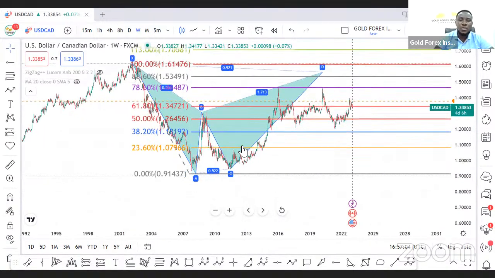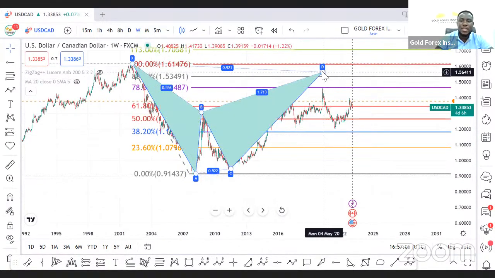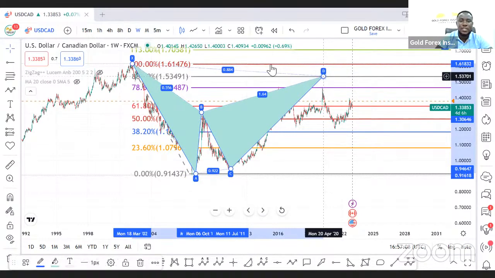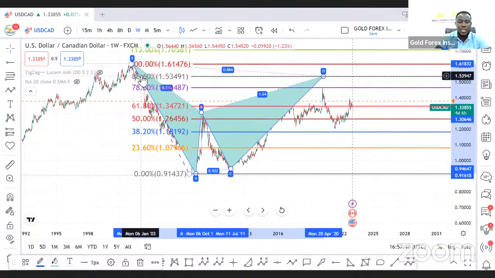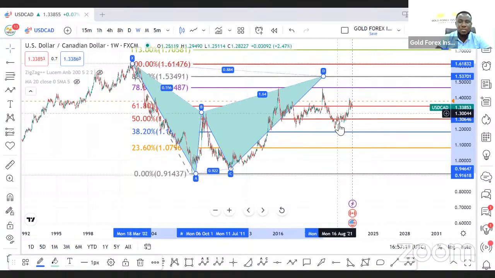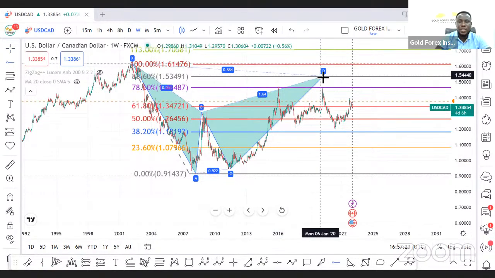Okay. So this is on the 50. Now the D is expected to hit the 88. You can see it over here, the 88 or 0.886 Fibonacci level. Now this is where I expect USD CAD to reach. Okay, this is where I expect it to reach on the higher time frame. Now that means that we are expecting it to go up.